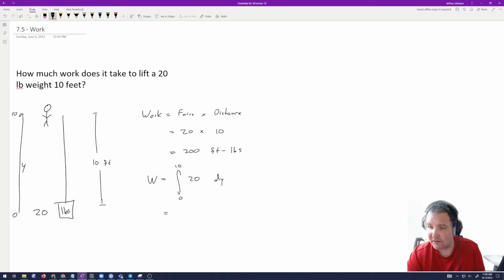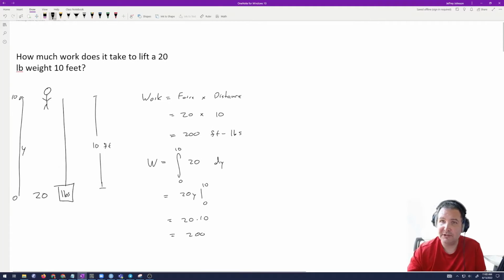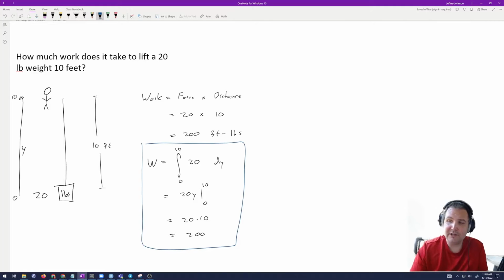If we were to solve this integral, what we end up getting is 20y from 0 to 10, which is just 20 times 10, which is exactly what we found. And so this is the spirit of what we're going to be doing in this section. In earlier problems, like in high school physics, you may have used the work equals force times distance formula, but we want the ability to handle the case when the force actually changes.